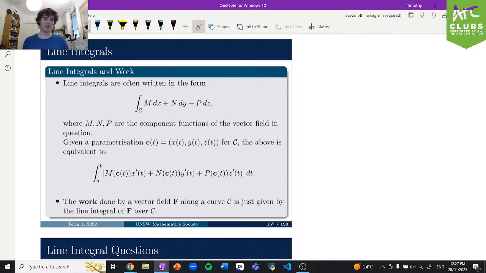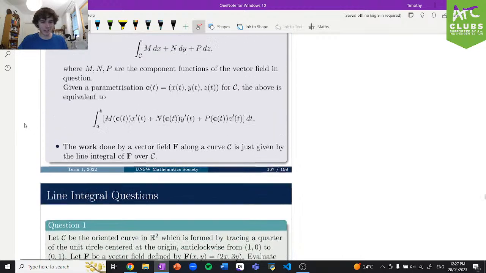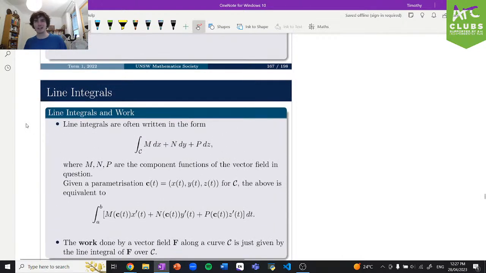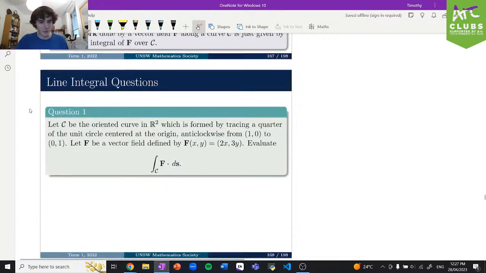One last note in terms of what this physically means. I know that most of you are probably math students and you don't care too much about this. But the work done by a vector field f along the curve C is given by the line integral of f over C. That's one of the main physical interpretations that we use this for, allowing us to calculate the work. As we'll see later on, you can also calculate fluxes and cool things like that.